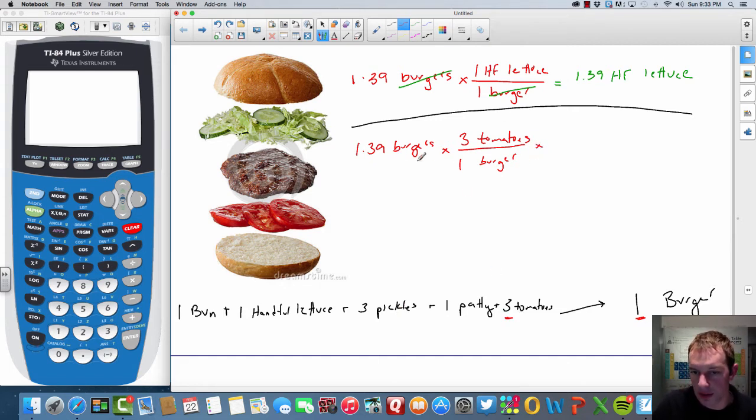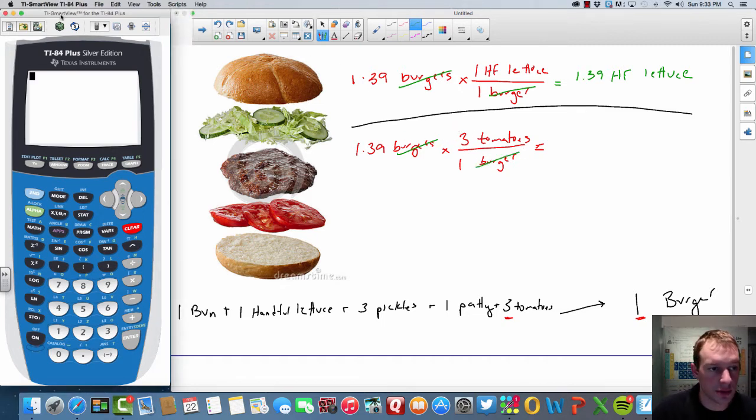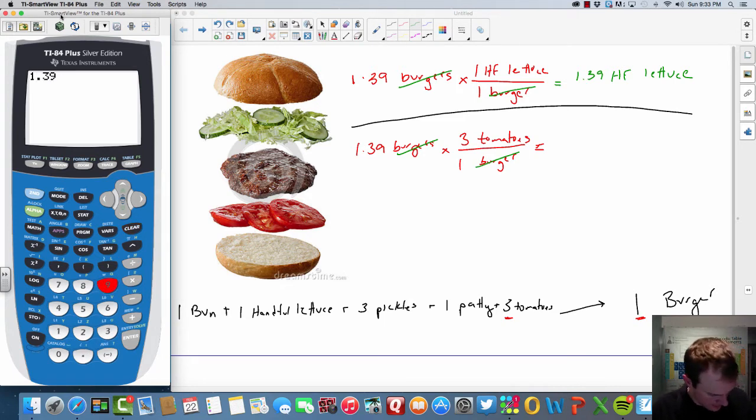We're going to say that this is going to equal, with our cancellations here, we can see that the burgers are going to cancel, and it's going to be 1.39 times 3. So when we go over to our calculator, it's 1.39 times 3, which is going to equal 4.17.